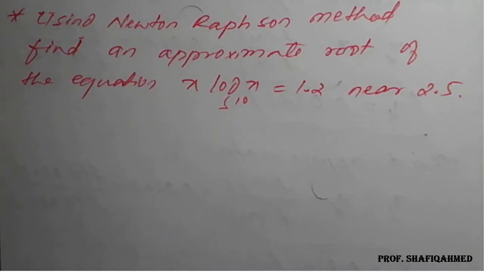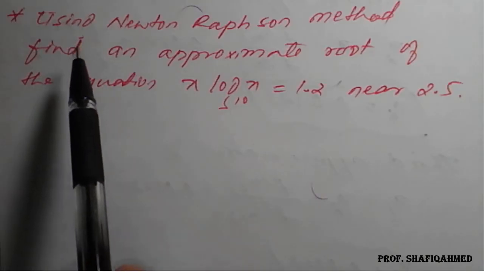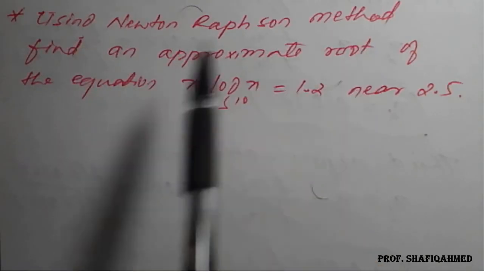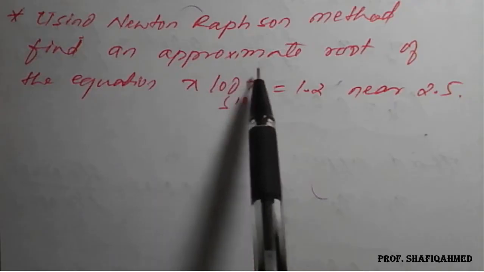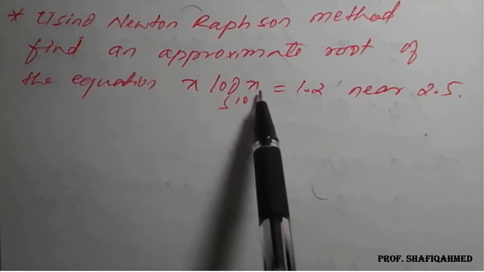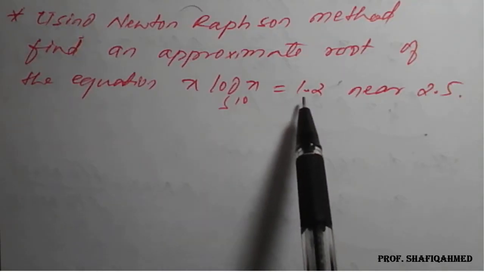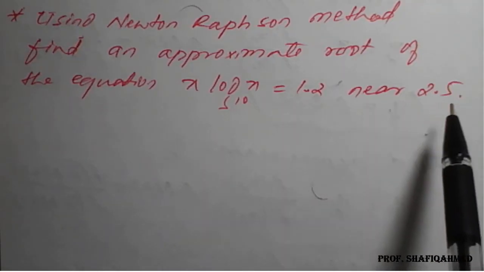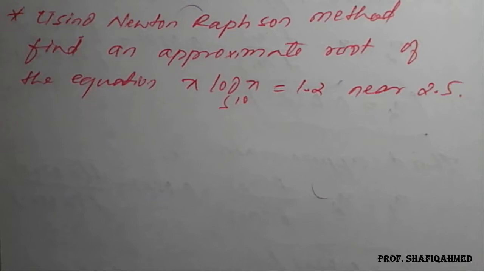In today's lecture we'll see a problem based on the Newton Raphson method. The problem is, using Newton Raphson method, find an appropriate root of the equation x log x to the base 10 equal to 1.2 near 2.5. So we'll see a solution of this given problem now.